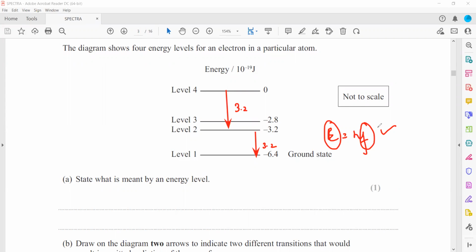lower level. Sometimes it's the same question, but they ask about absorption. If the same question was absorption, then the direction of the arrow should be different, because absorption is from lower level to higher level. So here we have to show from level 4 to level 2, and from level 2 to level 1. This will lead to the same difference in energy. If the energy difference is the same, the frequency will be the same as well. Is this part clear, how we draw an arrow to show the transition of electrons?